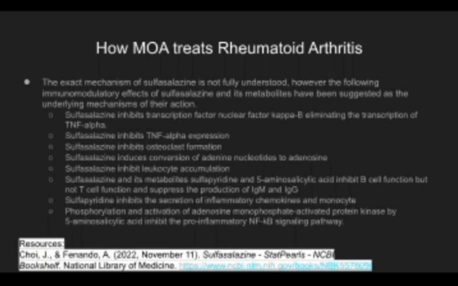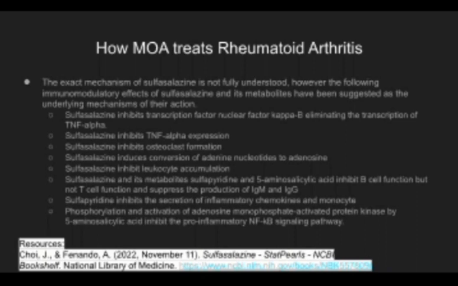The exact mechanism of sulfasalazine has yet to be fully understood. However, the following immunomodulatory effects of sulfasalazine and its metabolites have been suggested as an underlying mechanism of their actions. Sulfasalazine inhibits the transcription factor nuclear factor kappa B, eliminating the transcription of TNF-alpha. Sulfasalazine inhibits TNF-alpha expression. It inhibits osteoclast formation, inducing the conversion of adenine nucleotides to adenosine. Sulfasalazine inhibits leukocyte accumulation.